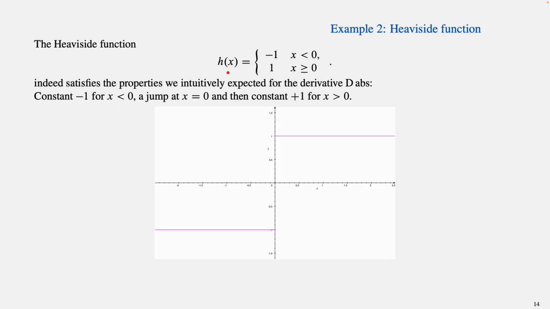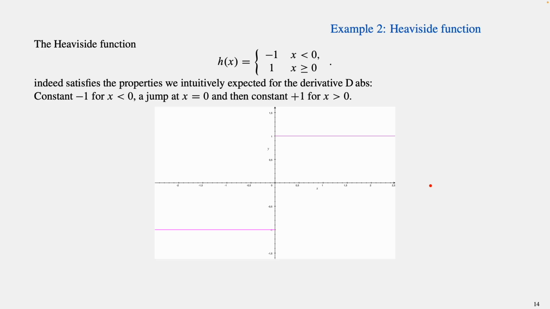The Heaviside function here, we see the graph, so it's minus 1 for the negative numbers and it's plus 1 for the positive numbers. And this does satisfy the properties we intuitively wanted to have for the derivative of the absolute value. So for the negative numbers, we have a negative slope, constant negative slope minus 1. That's reflected by this value here. For the positive numbers, we have a constant positive slope plus 1, reflected by this constant number here. And at 0, we make a sudden jump from slope minus 1 to slope plus 1. And this is reflected in this discontinuity of the Heaviside function at 0.